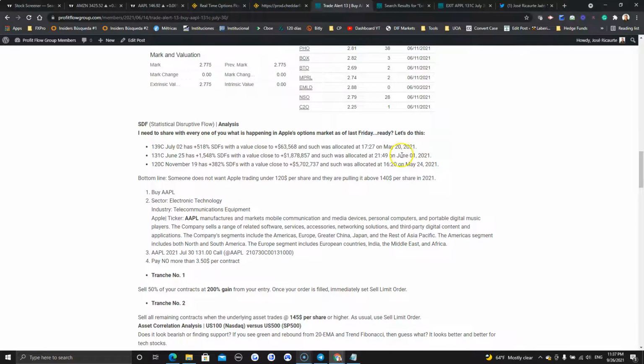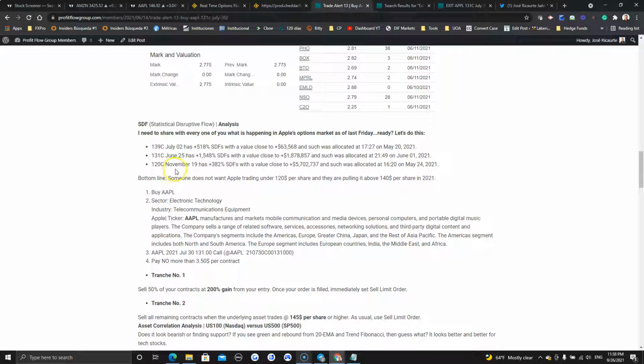So what I do is that I collect a series of little disruptions, and I have a journal of those ideas. Also, remember the trade was placed on June 14, but I knew on the 131 call, June 25, there was a huge disruption, about 1,548%. Someone dropped $1.8 million. And that was allocated in the first week of June, to be more specific, June 1st.